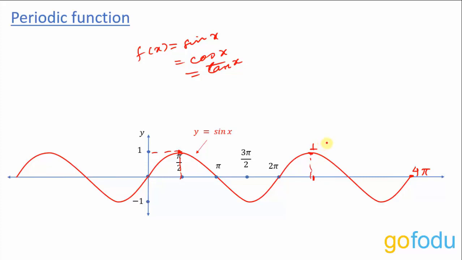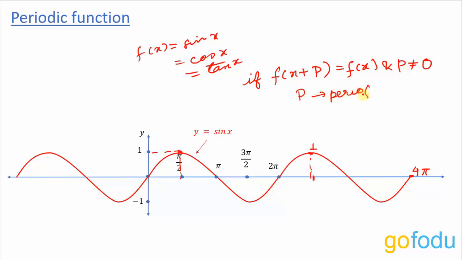So this 2 pi interval after which the values repeat is called the period. The period of the sine function is 2 pi, and in general we can write f of x plus p is equal to f of x, and p is not equal to 0. If f of x plus p is equal to f of x, then p is called the period of function f. For the sine function, the period is 2 pi. Any integral multiple of p will also be a period of the function, but p is the fundamental period.